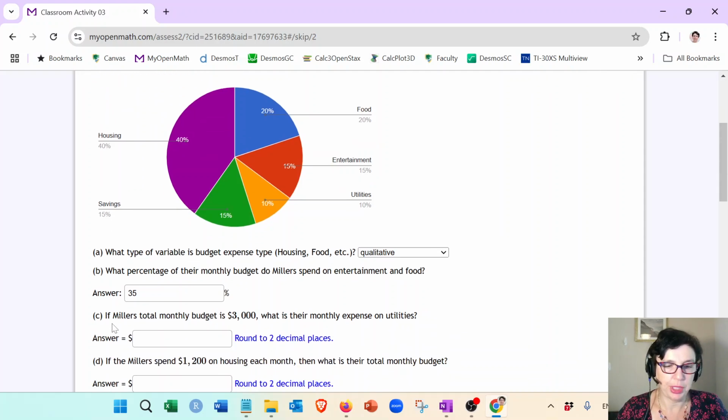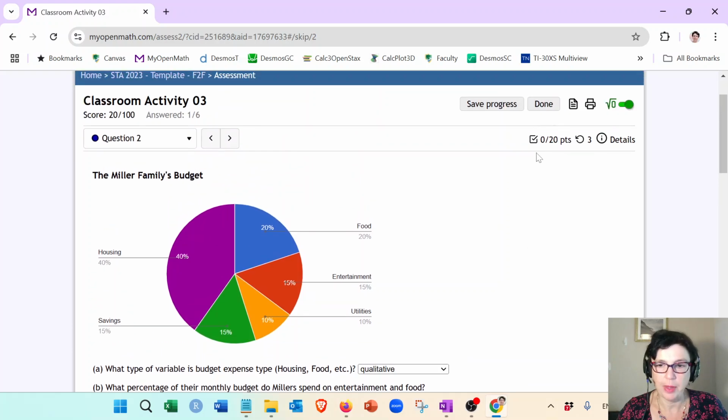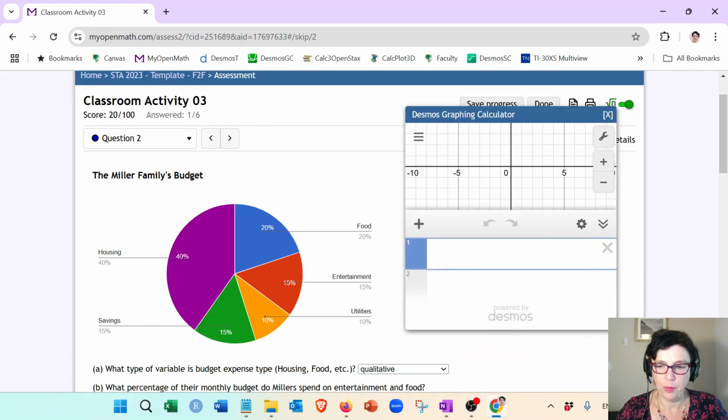Now, for this question, it says, if their total monthly budget is $3,000, what is their monthly expense on utilities? Well, utilities is 10% of their budget. So we are trying to find what is 10% of 3,000. Now, let me show you how easy it is to get that from Desmos.